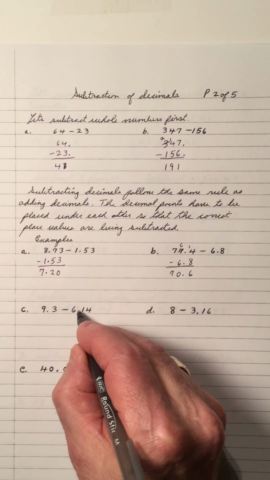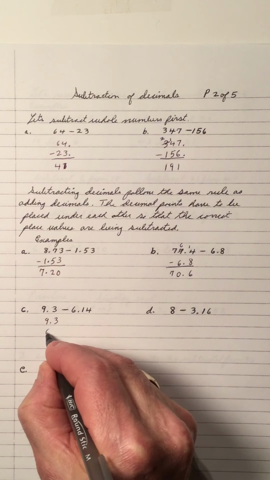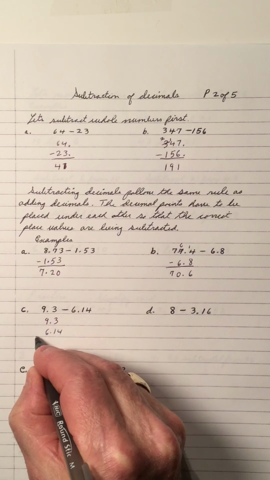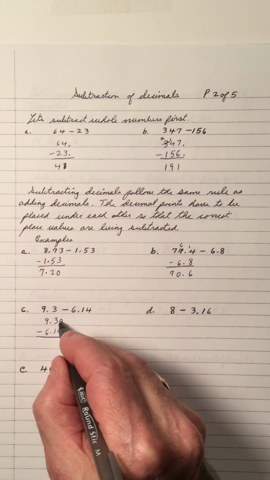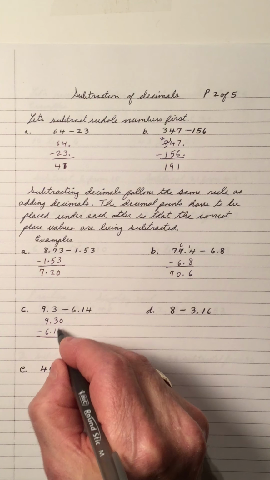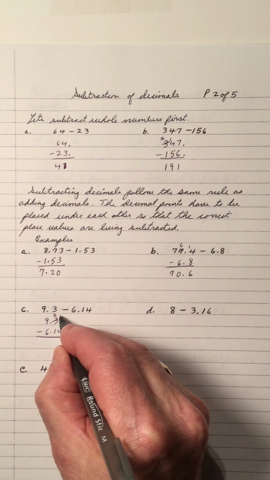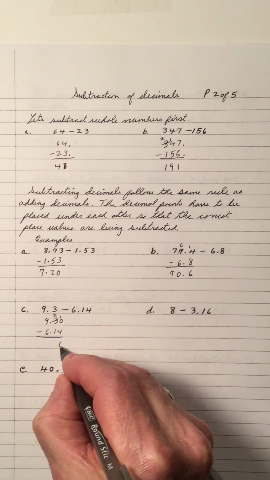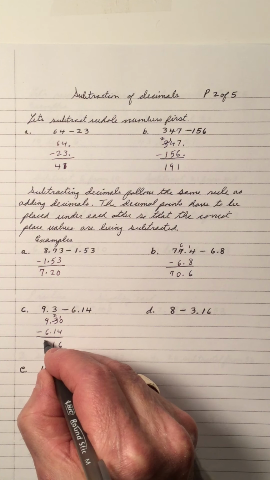9.3 subtract 6.14, so it's 9.3. 6.14, the decimals are lined up. Now I have to put a 0 to the right of 3 because that's the hundredths place, but there's none of them. 0 subtract 4 you can't do, so the 3 becomes 2, and that's a 10. 10 subtract 4 is 6. 2 subtract 1 is 1. 9 subtract 6 is 3.